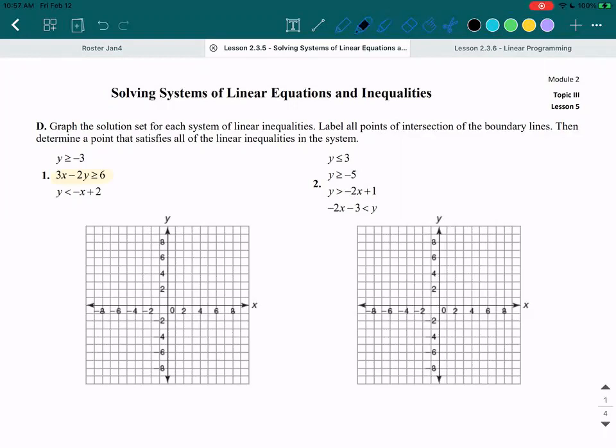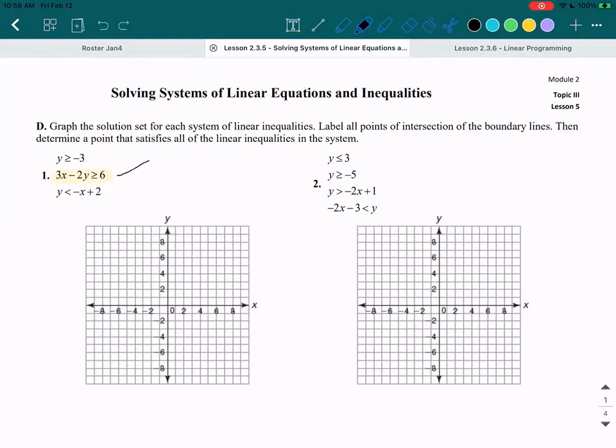Notice that for the first and the last inequality, y is by itself, making it easier to graph and shade. But for the middle equation, x and y are on the same side. They're right there on the same side of the inequality symbol. So it's going to make it a little bit harder for us to graph. So I'm going to graph that one first.